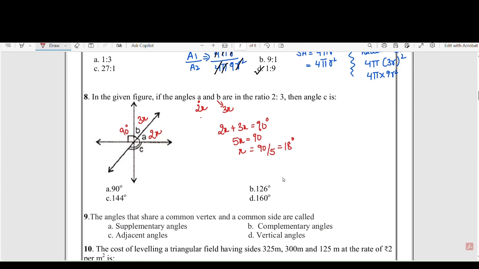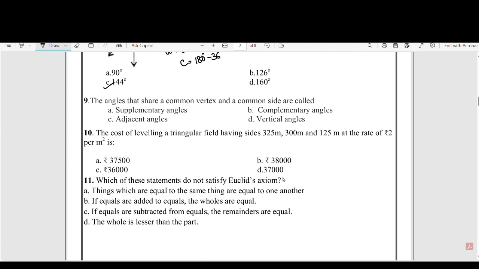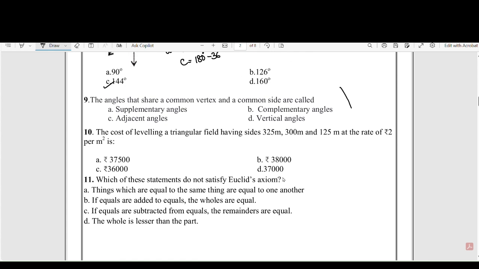Now you can find what will be 3x. 18 into 3 is 54 degree. 18 into 2, 36 degree. Find the value of C. Now you can see A plus C is giving you a straight line, hence this is 180 degree. So C is 180 degree minus 36. This is 144 degree.